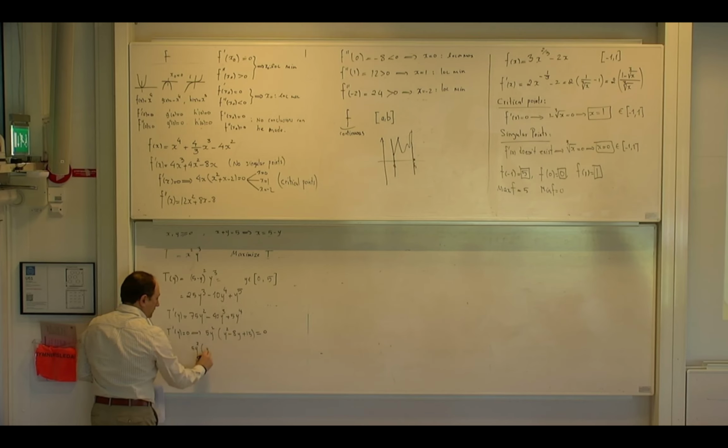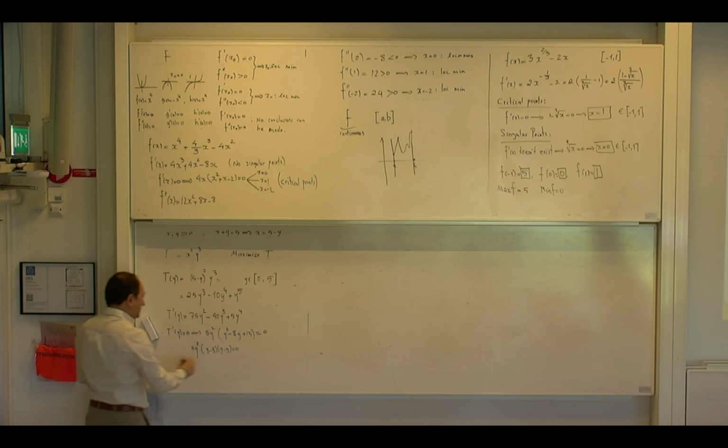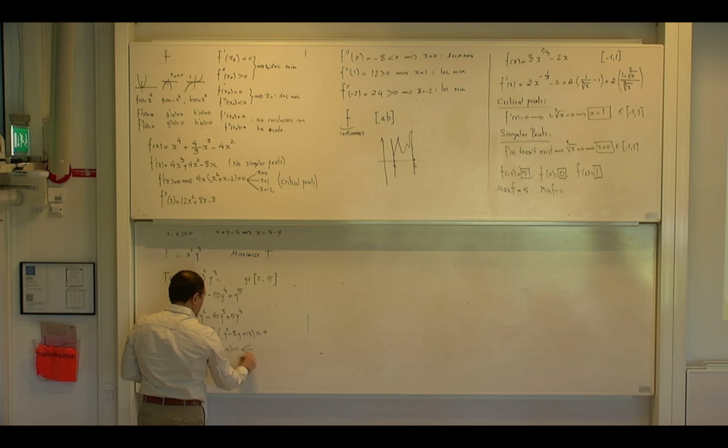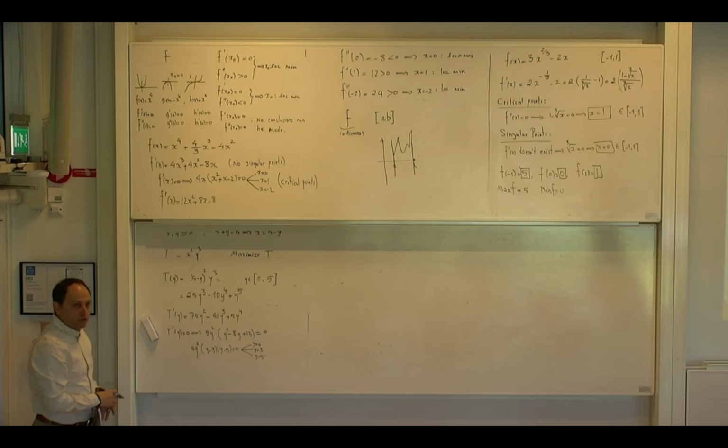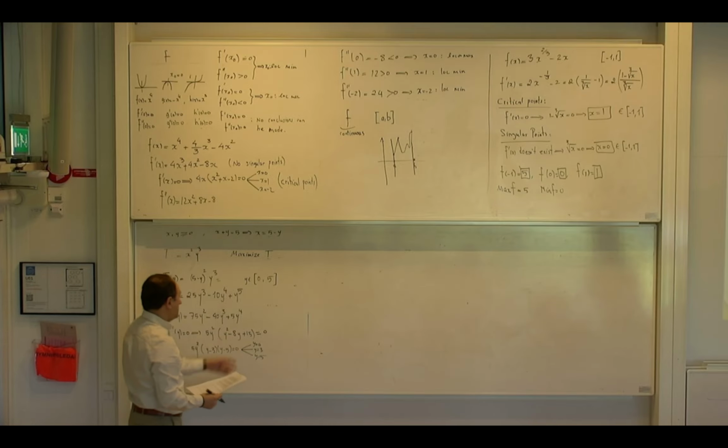So this is y minus 3 times y minus 5. Yes? So how many answers will I get? 3. 0, 3, and 5. Yes? So these are the critical points. And now you know what to do.